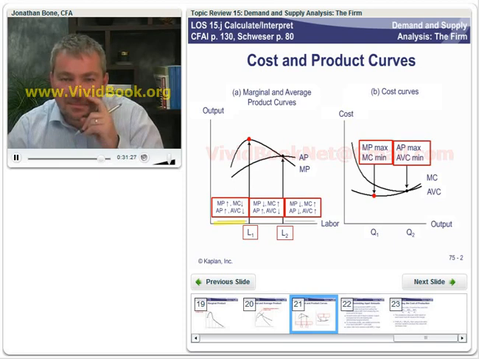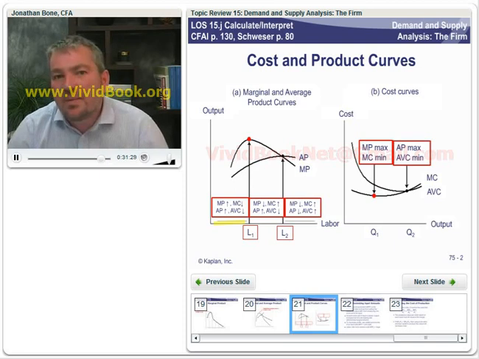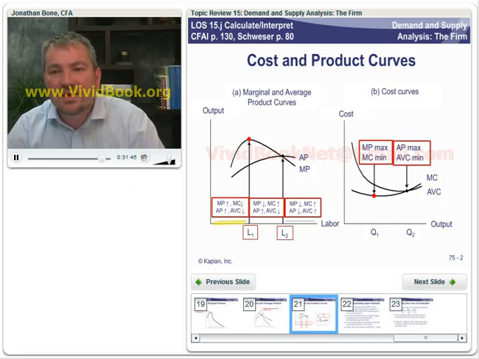Now, if we go beyond L1, notice that marginal product now starts to diminish. The additional output per worker is going to start to diminish. It's still above average, so the average product is rising, but it is diminishing. What that means is your marginal cost will start to rise. So notice our marginal product is coming down, and our marginal cost is rising.